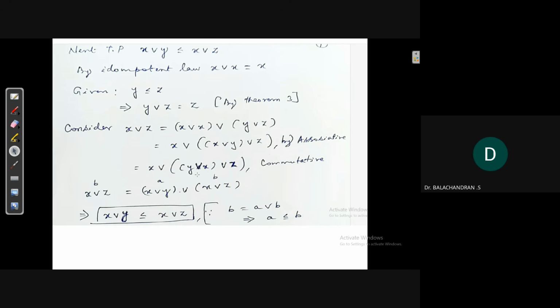Okay. So once I got this, I take this as b. The same b is here. x or z is b. This is a. So b equal to what? a or b. So a or b equal to b means b is the biggest one, a is the smallest one. So a less than or equal to b. So what is a? x or y less than or equal to x or z. So that is what I wanted to show.